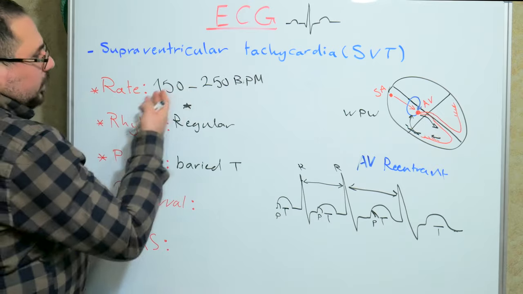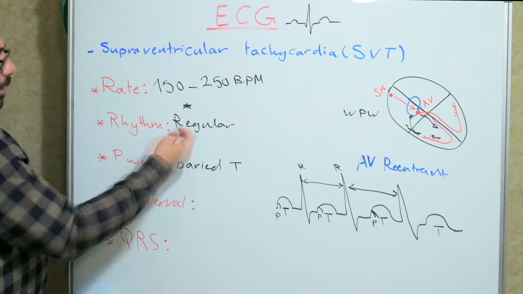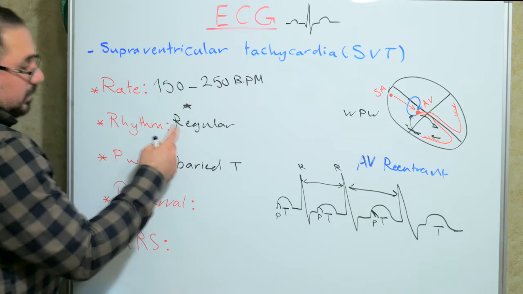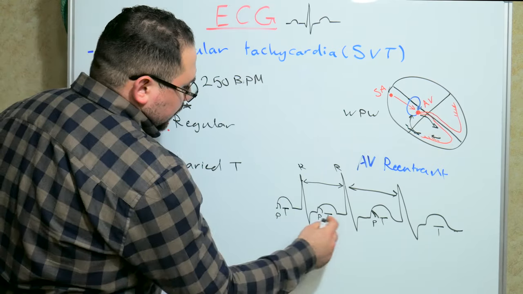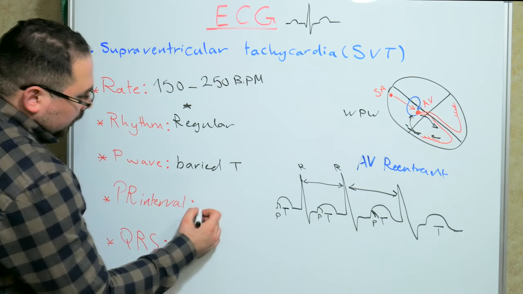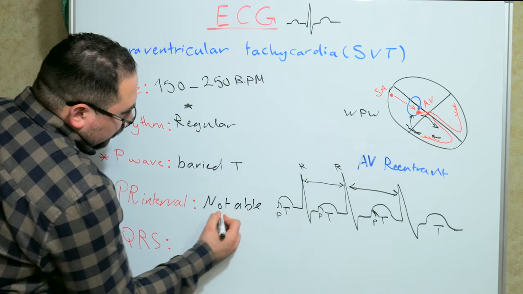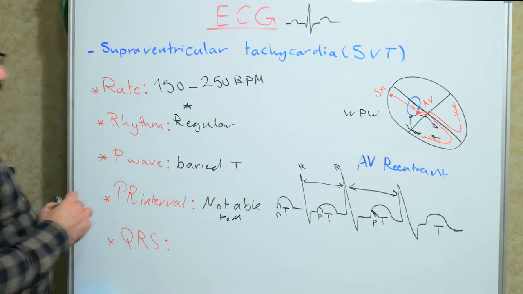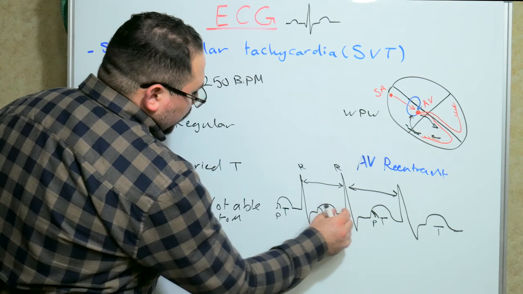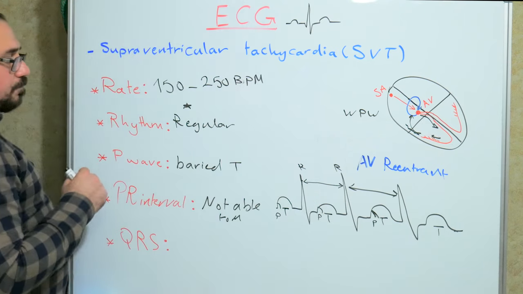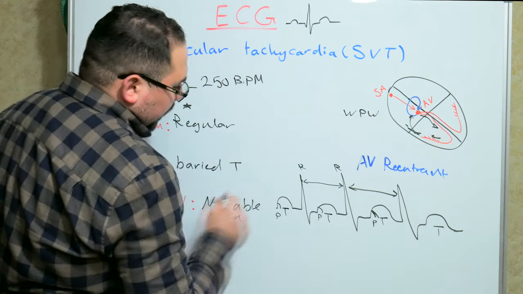First of all, the heart rate will be increased, basically from 150 sometimes up to 250 beats per minute, a regular heart rate, and this is very important. And the P wave will be buried under the next or the preceding T wave. PR interval, well, you are not able to measure it, because you cannot tell where exactly the P wave is to measure the distance between the P wave and the Q wave. So the PR interval, you basically cannot measure it.